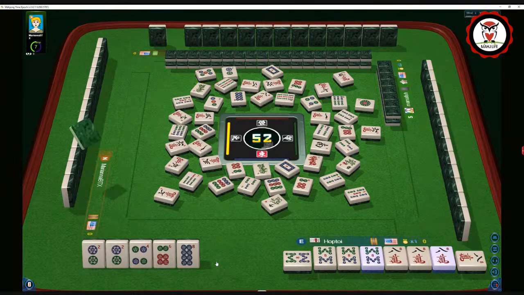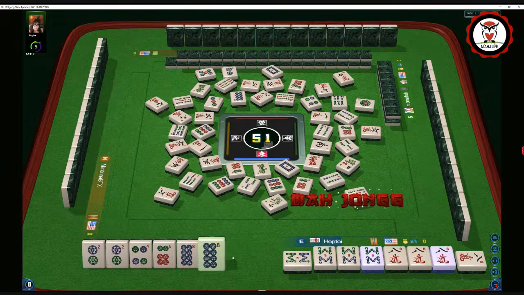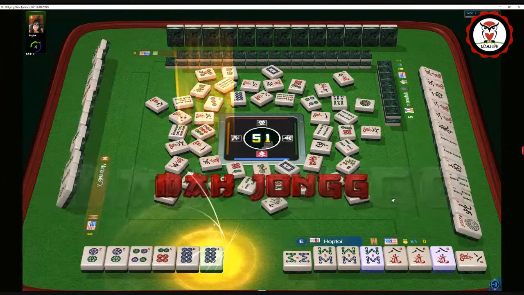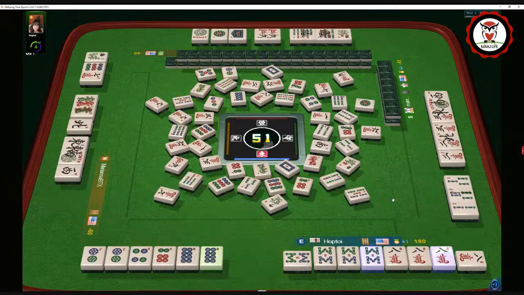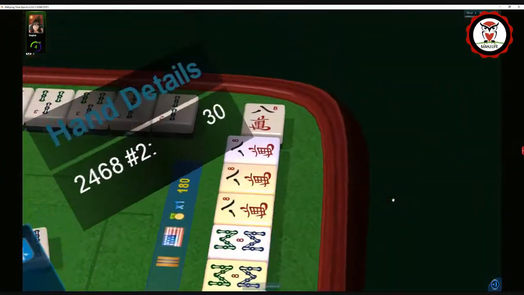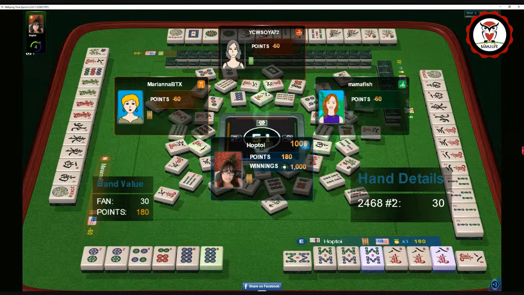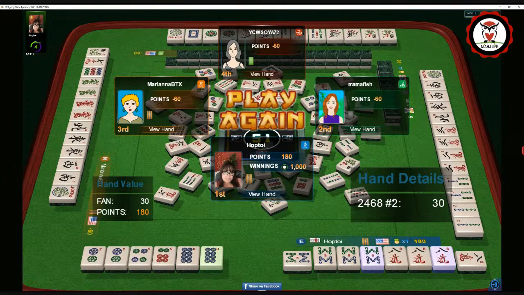5 dots. 9 characters. We got it. Mahjong. Woohoo! All right. I get a dot on that one. I don't know if you guys dot your card, but it is a fun way to challenge yourself. If you mark every winning hand, try to win every hand on the card.